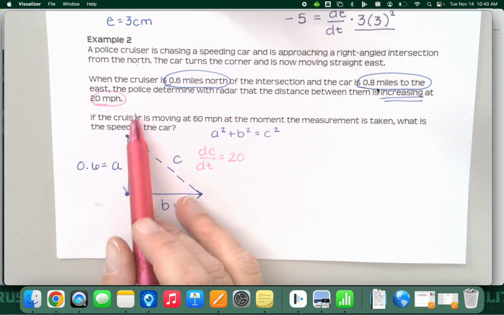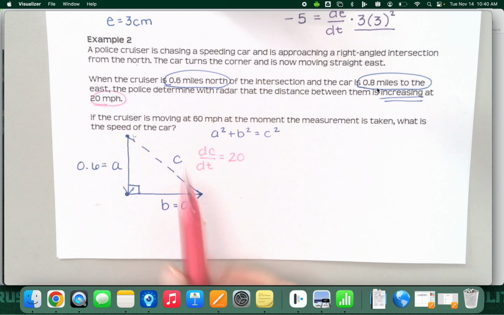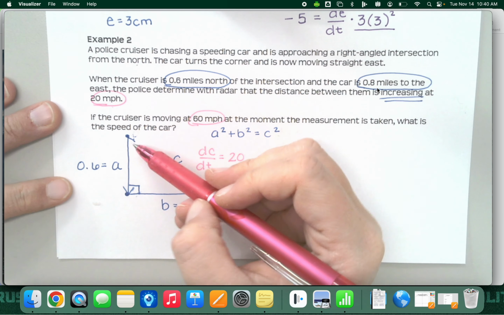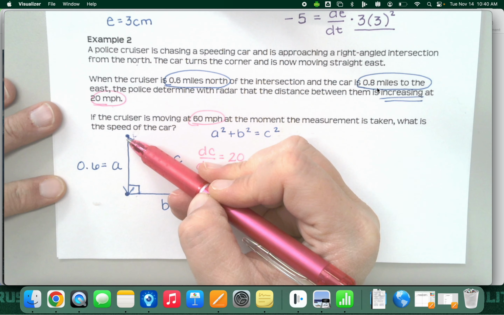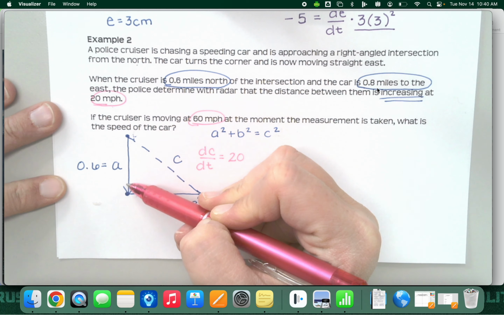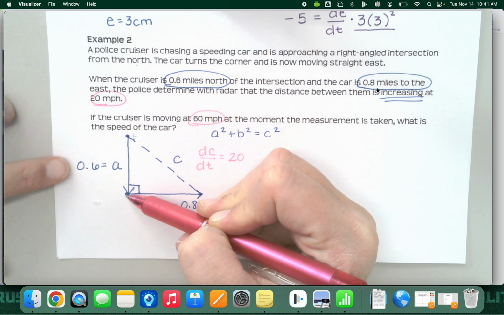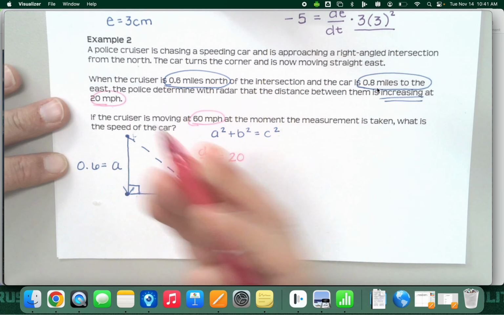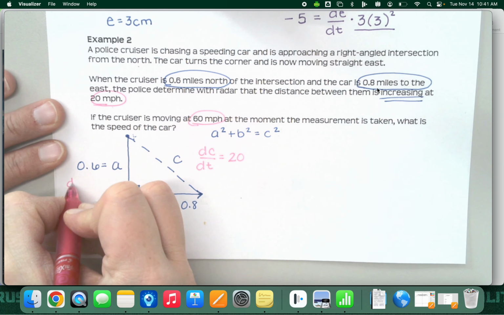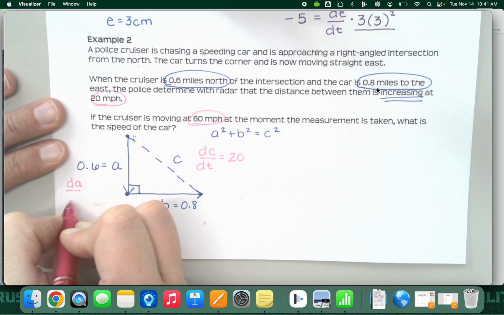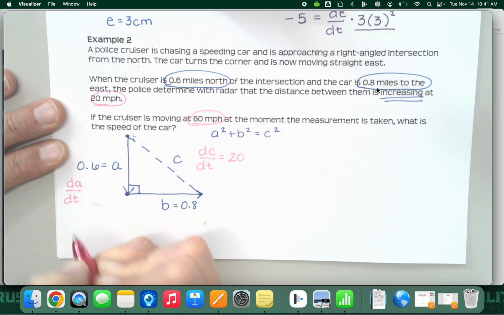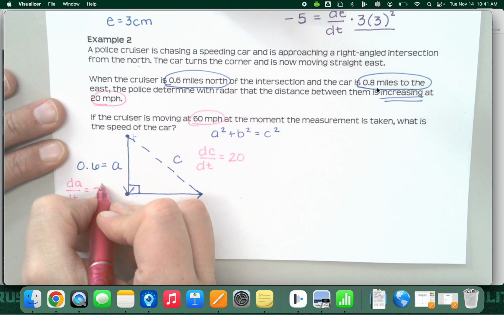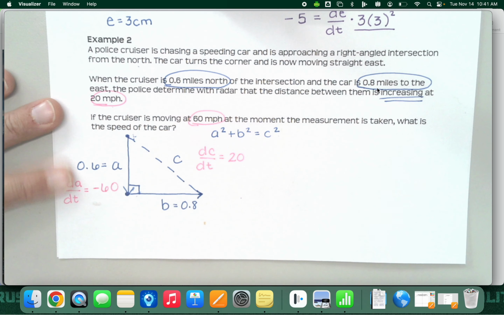Okay, the cruiser is moving at 60 miles an hour. That's another rate of change. But I want us to think about this. If the cruiser is moving in this direction at 60 miles an hour, this distance is shrinking, right? This number should be getting smaller. So my dA/dt, my rate that A is changing, is shrinking by 60 miles per hour.